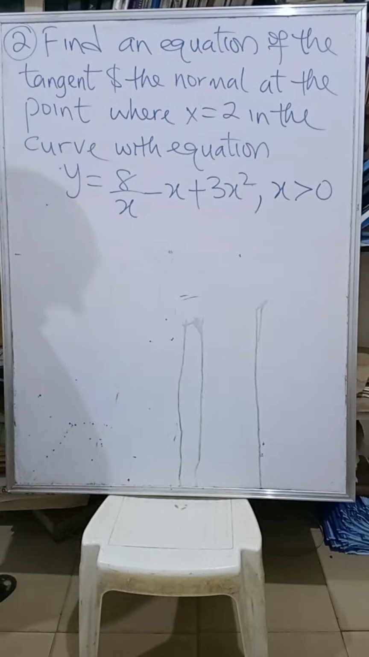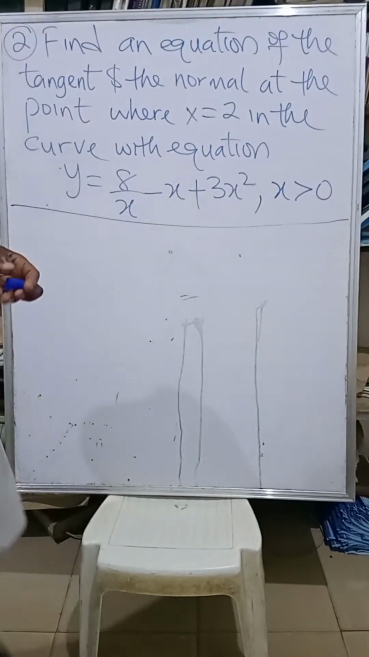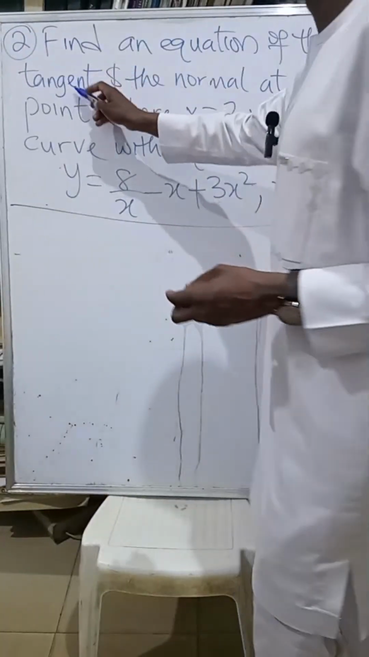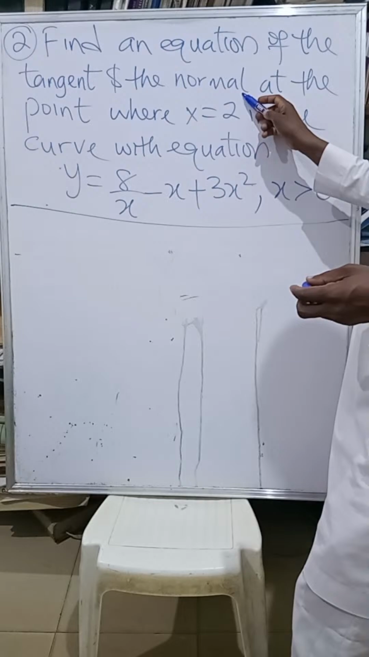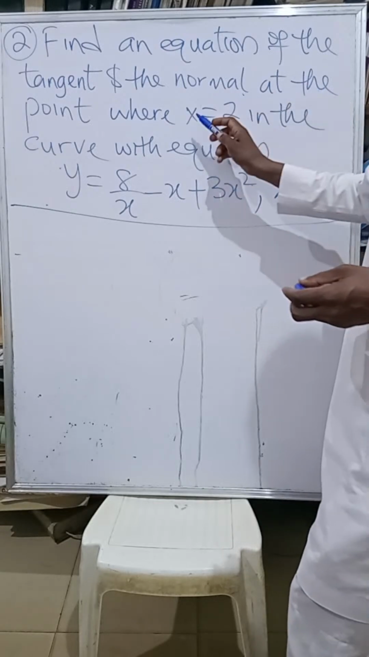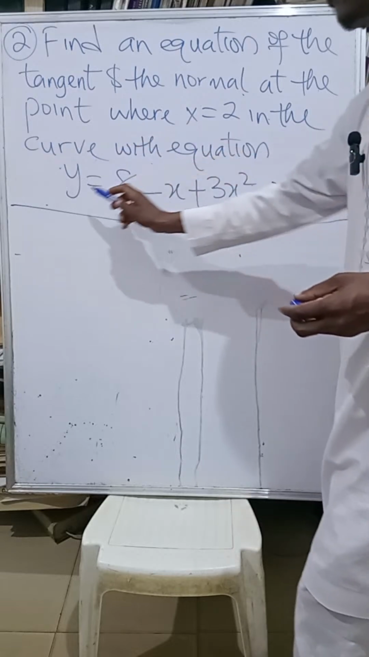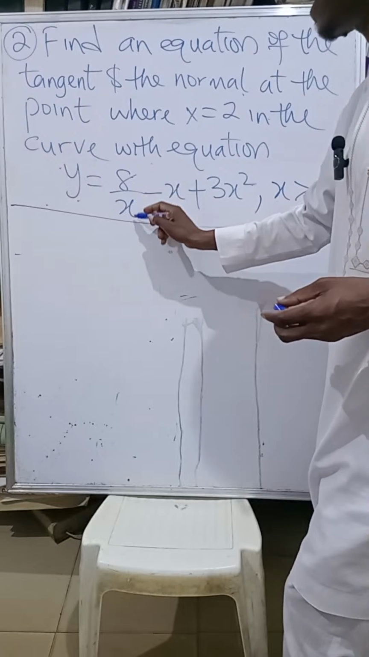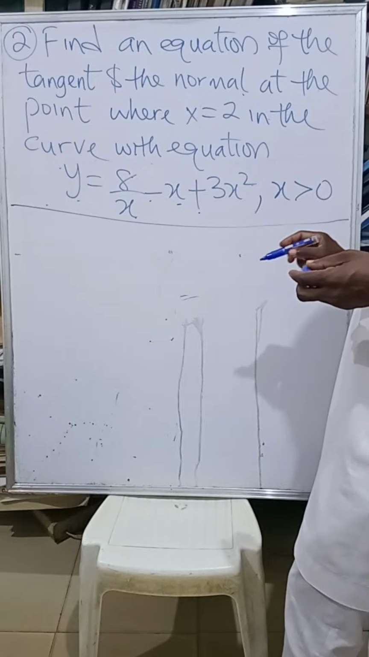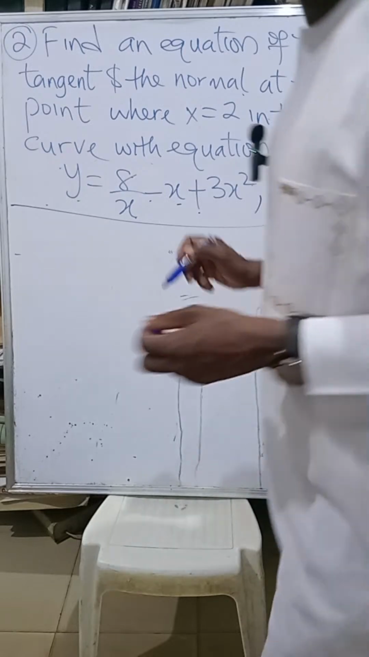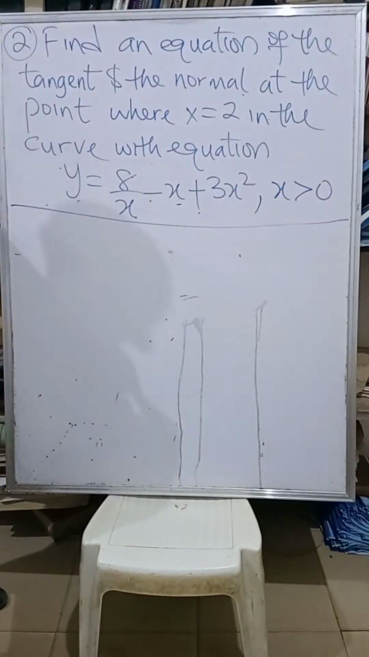So for this question, we have this question: find an equation of the tangent and the normal at the point where x is 2 on the curve with equation y equals 8 over x minus x plus 3x squared, and we are told that x is greater than 0. Okay? So that's what we have there.